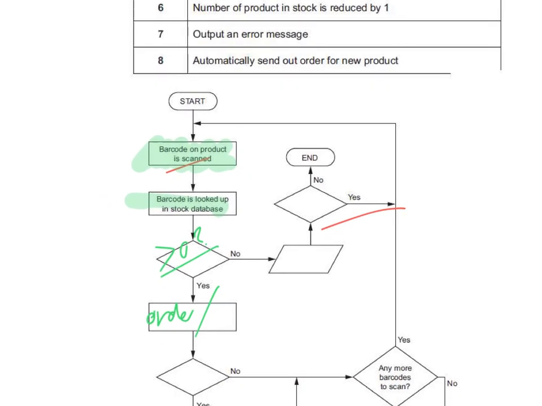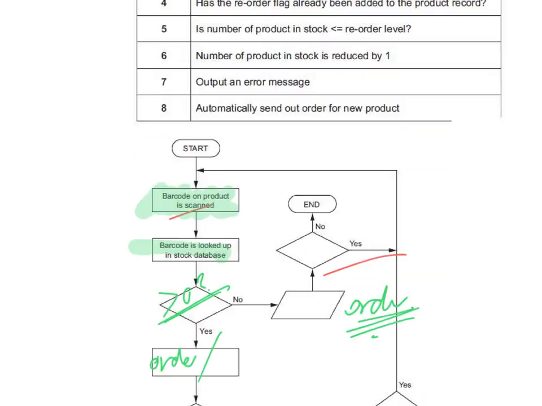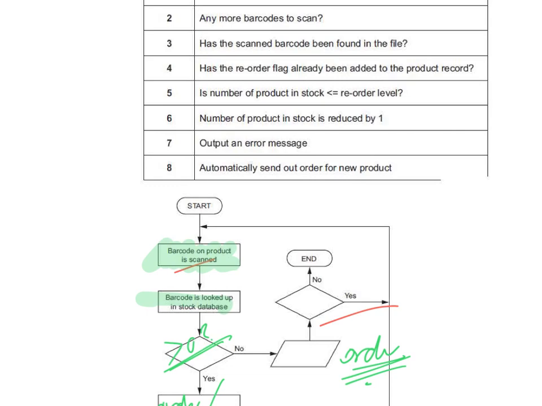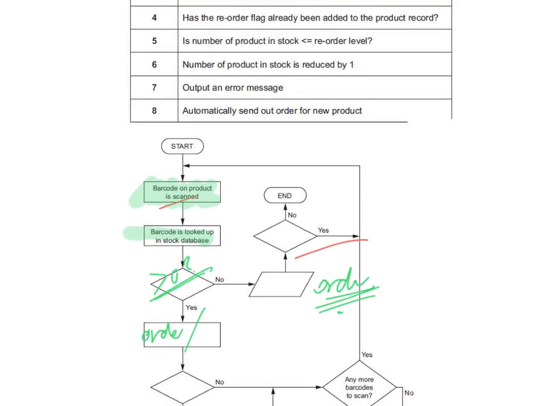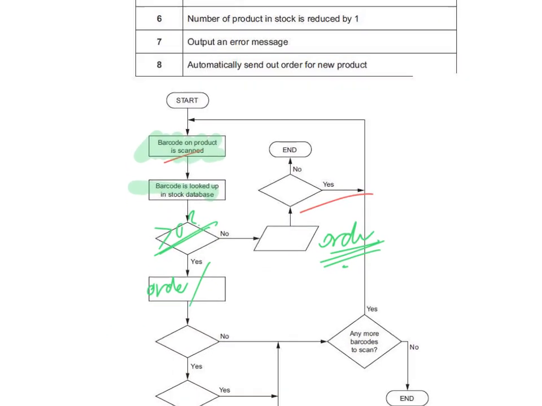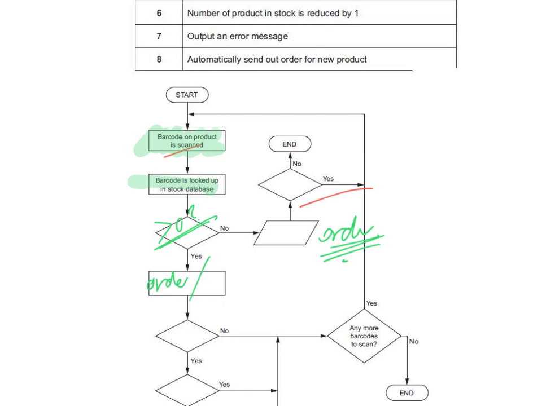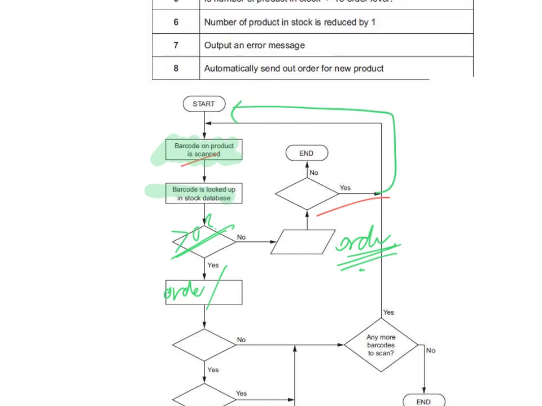Now let's just look at the answers. Yeah, if we can't buy it, then we're going to get some sort of problem. So we're going to have an error or something like order more. Well, it's an output device, so it might be like, say, we need to order more of this product. Where's that one going? Let's see. More barcodes to scan. It's going back up, so repeating that one's no. Okay.